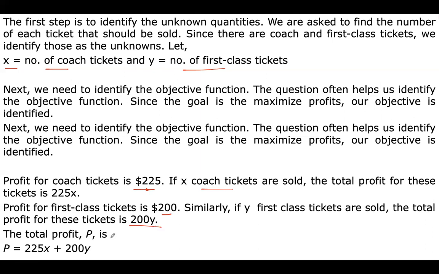So what will be our total profit? That will be our objective function. Okay. So 225 into X will be the profit associated with the sale of coach tickets, and 200 into Y will be the profit associated with the number of first class tickets. Okay, so this is our objective function. Now, till now we have identified decision variables, the unknown variables, right? And our objective function equation.